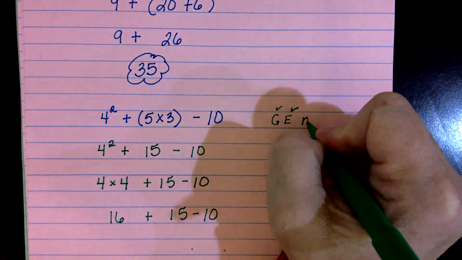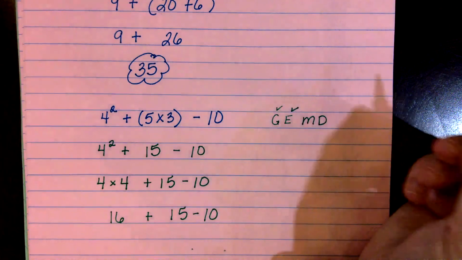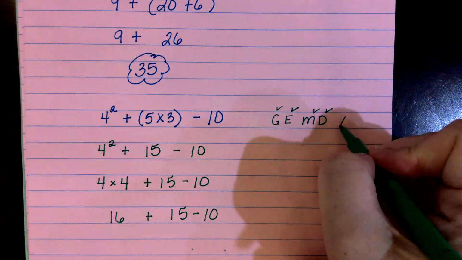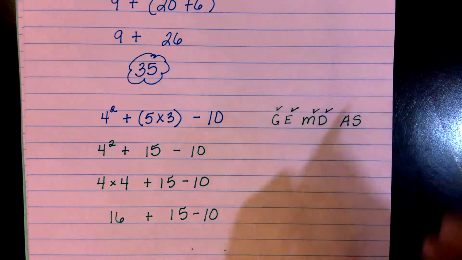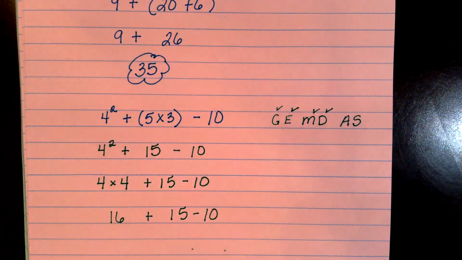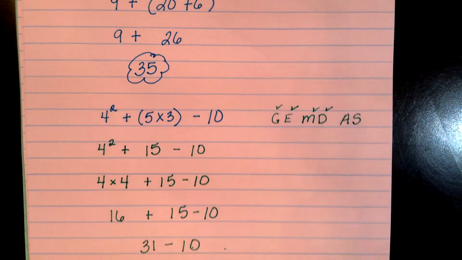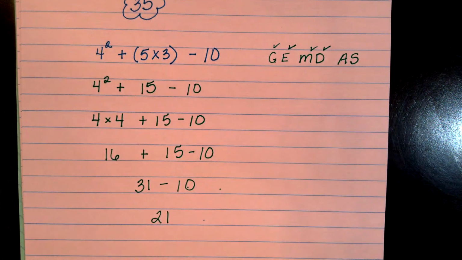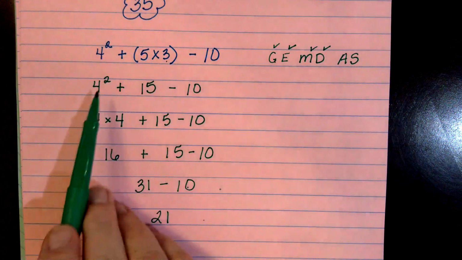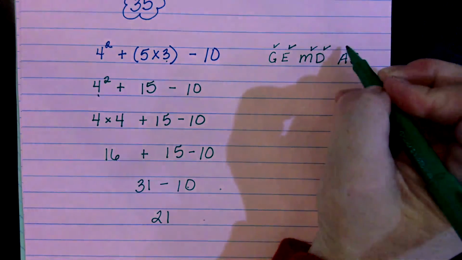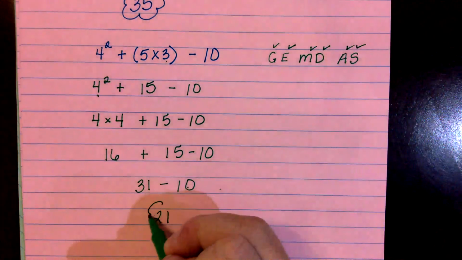Now I'm going to deal with multiplication and division. It doesn't look like I have any multiplication or division in this one. And so now I need to deal with the addition and the subtraction. 16 plus 15 is 31 minus 10 is 21. So I have worked all the way through groupings, exponents, multiplication and division, addition and subtraction, and I have my answer.